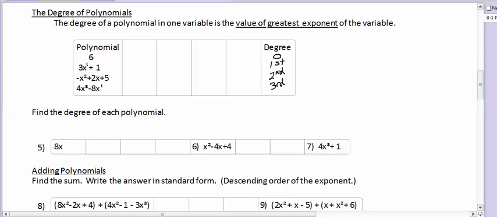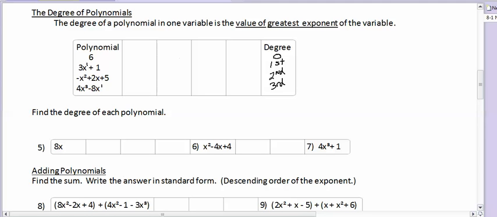If there's no variable and it's just a number, it's a 0 degree. If there's just a letter and the exponent is 1, it's a first degree. If the largest exponent is a 2, it's a second degree, and if the largest exponent is a 3, it's a third degree. Okay, so now let's go down and try some examples down here.